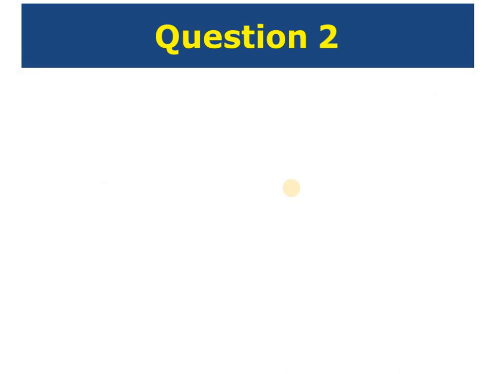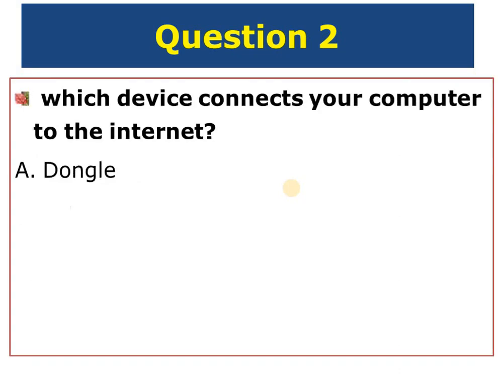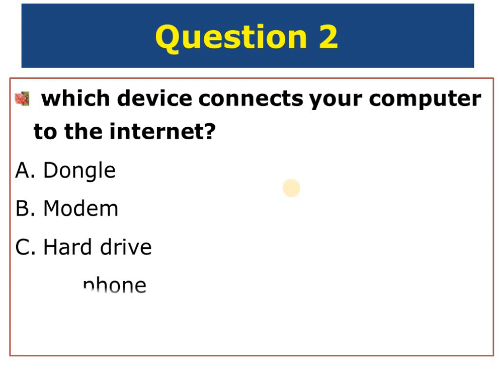Question number 2. Which device connects your computer to the internet? A. Dongle, B. Modem, C. Hard drive, D. Telephone. The answer is choice B, modem. This modem device connects your computer to the internet.